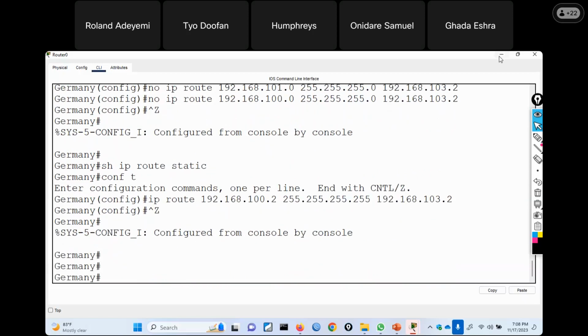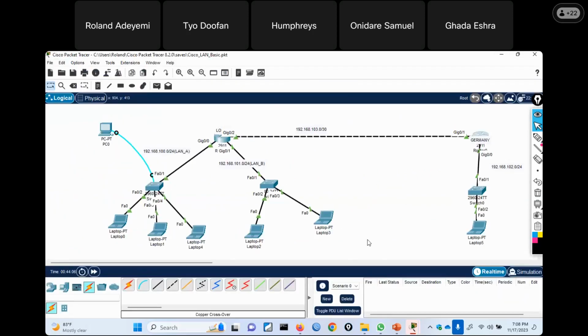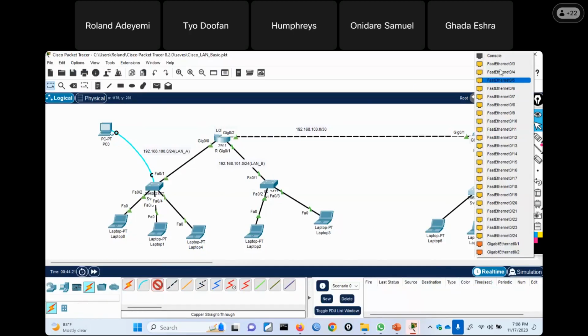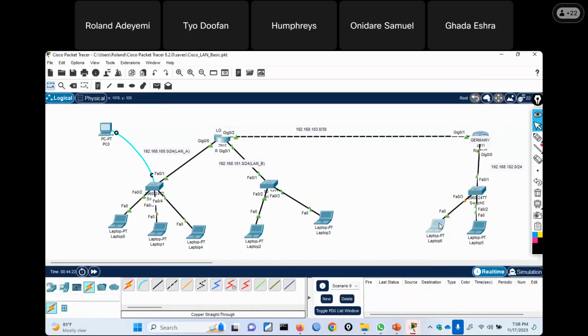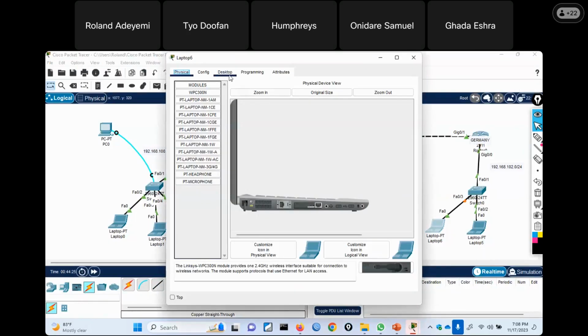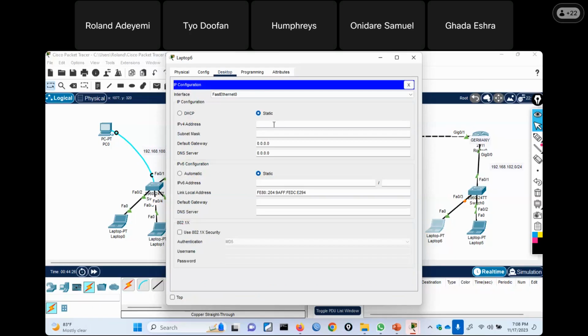Let's test this. In order for us to test this, let me add one more computer on that Germany router. So you see this thing at work. So let's give this guy .3.